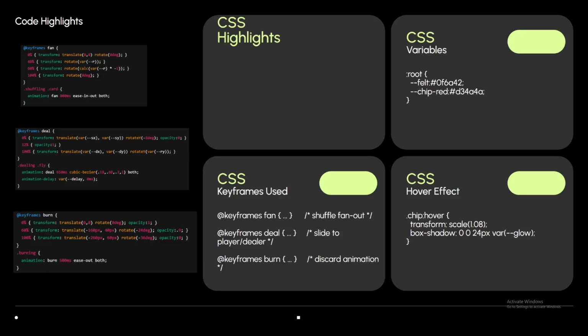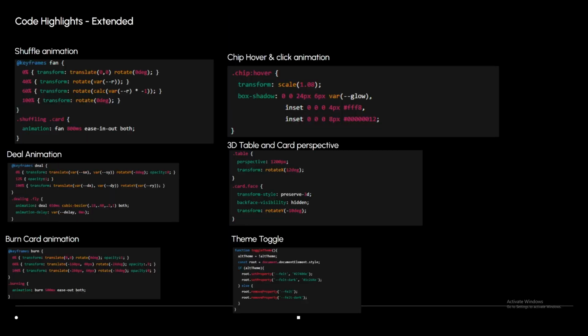So these are some of the code highlights. We have the CSS highlights. The CSS variables were used for the color of the chip and the felt. Some keyframes we have are fan, deal, and burn. And for the hover effect, you can see we use chip hover, transform, box shadows, and glow.